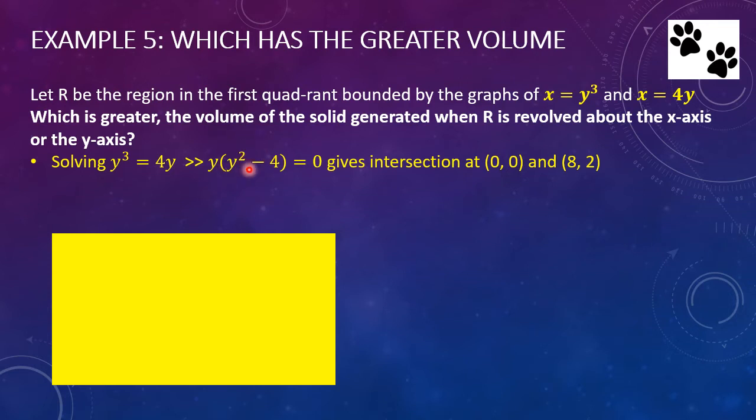Remember we're only dealing in the first quadrant, so we don't have to consider negative 2 here, because these are solids of revolution. So they have to be in one quadrant to revolve all the way around.